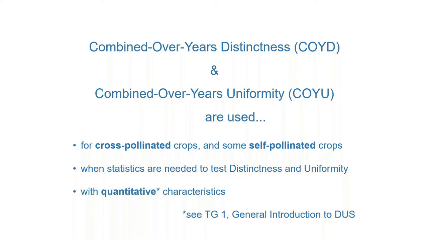We use COYD and COYU for cross-pollinated crops and for some self-pollinated crops. We use them when we have to use statistics in order to test distinctness and uniformity. In other words, when we can't use notes or when we can't use off-types, and we use them with quantitative characteristics. If you want to know more about quantitative characteristics, see TG1.